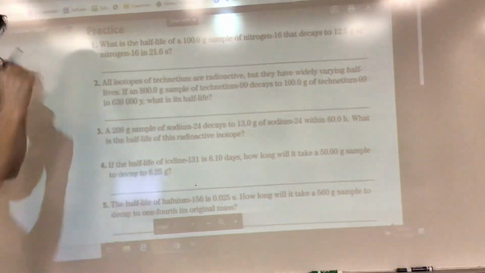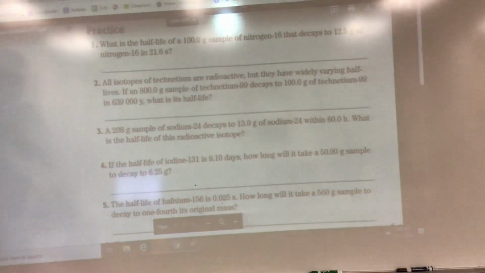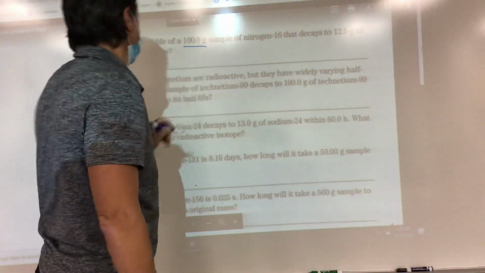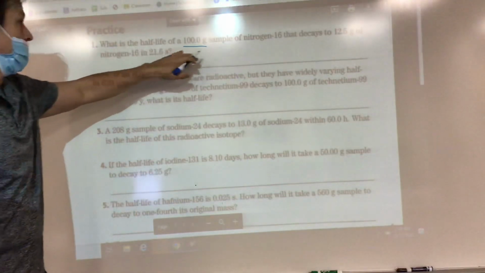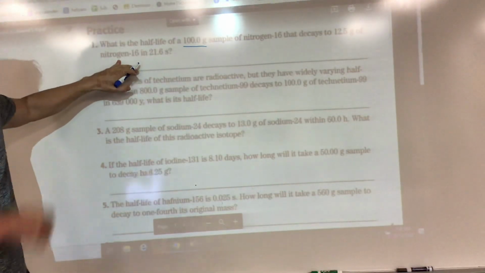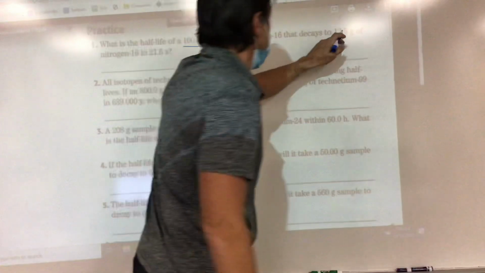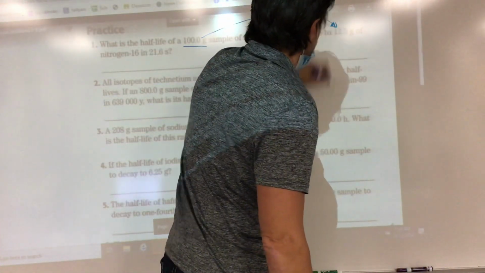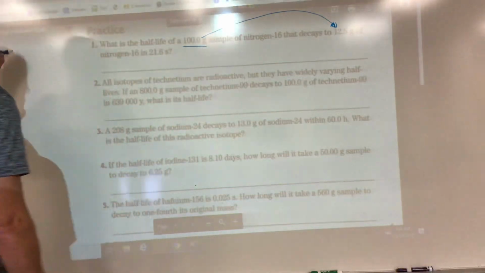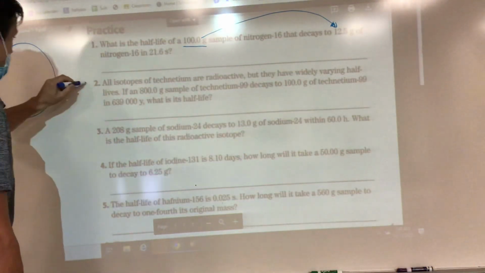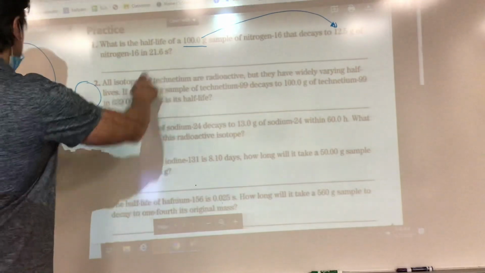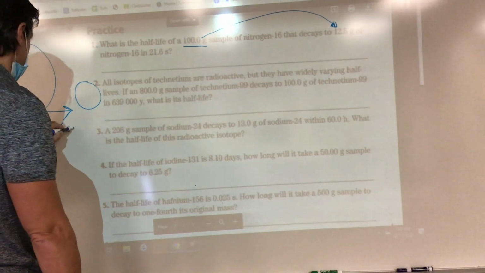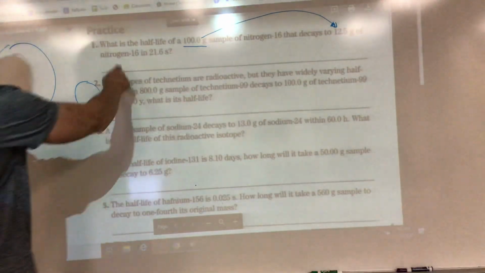Okay, so number 1, basically talking about the same thing. We've got our 100-gram sample of this particular isotope, which is nitrogen-16. It wants to know how long it takes to decay. So I had this big sample that decayed down to this big sample from here to here, I'm just doing a little visual aid, in 21.6 seconds. And they want to know what's the half-life.